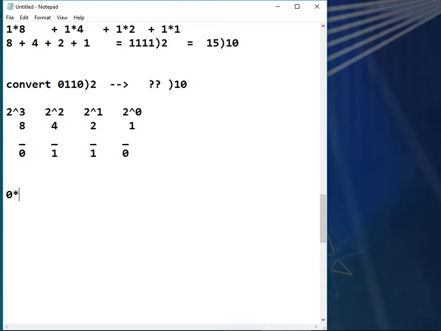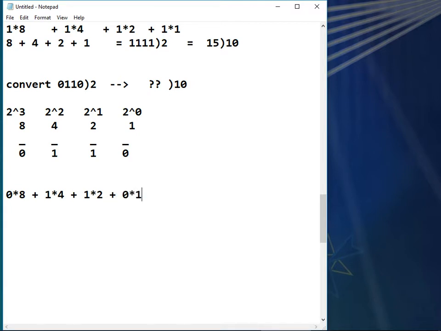So 0 times 8 plus how many do we have in the 4's column? 1. Yep. Plus 1 times 4 plus how many in the 2's column? 1. And then how many in the 1's column? None. Right? That makes sense?